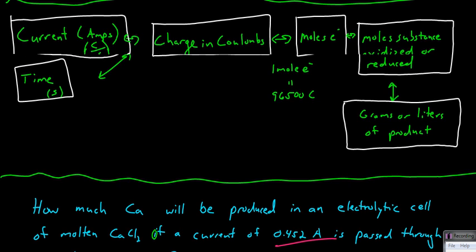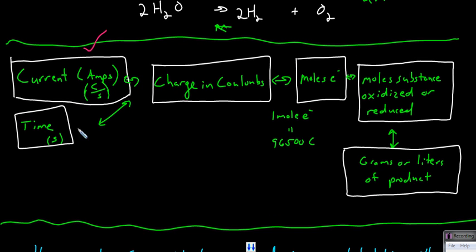Now, going back up top, we just went from current and time into grams. But if we wanted to go from grams into time, what we could do is convert from grams into moles of electrons, into charge of coulombs. So we would know the number of coulombs, and we would want to know how many seconds are required for a certain current to be transferred. So use that current that is provided to you, coulombs per second, to get you from coulombs into seconds of time.